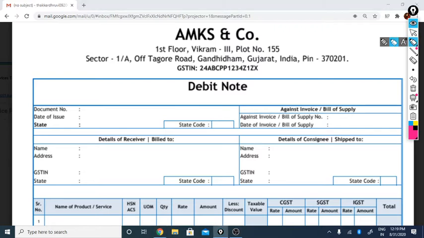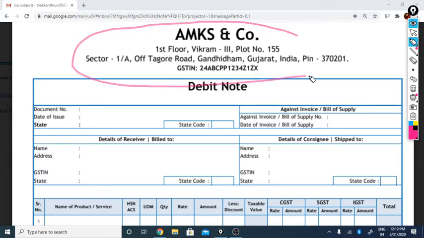The first component is name, address and GST number of the supplier. Now the name and address should be in accordance with the GST registration of the company, firm or maybe a proprietorship or the person.